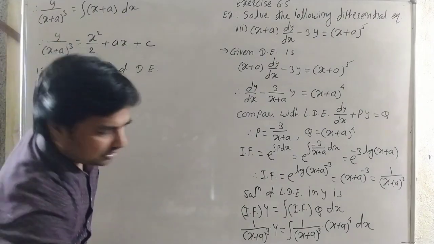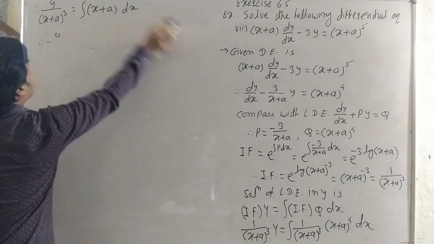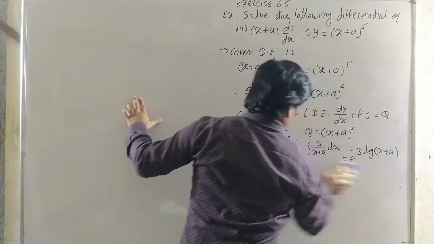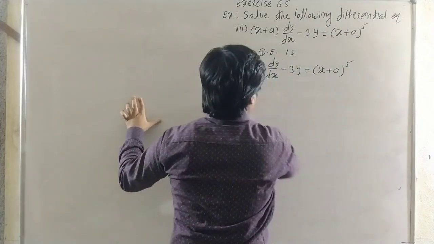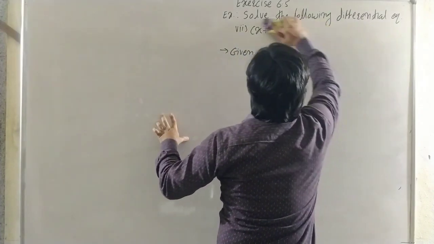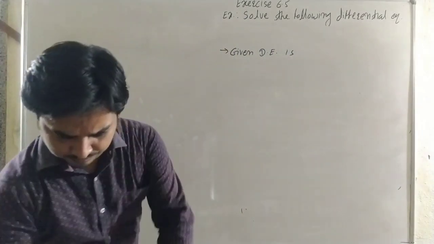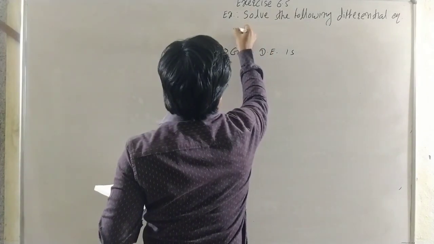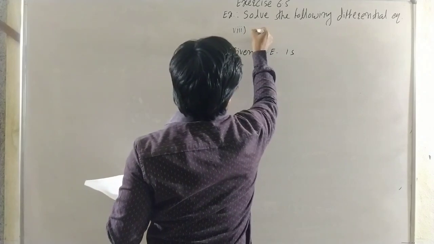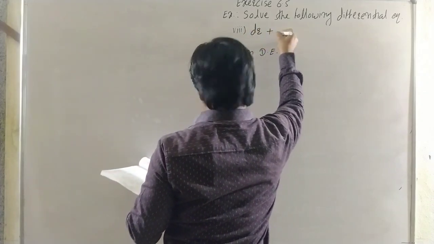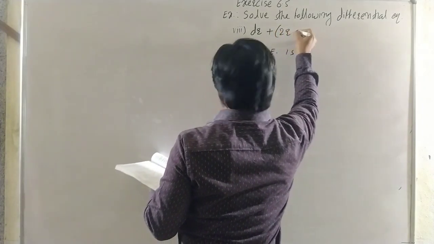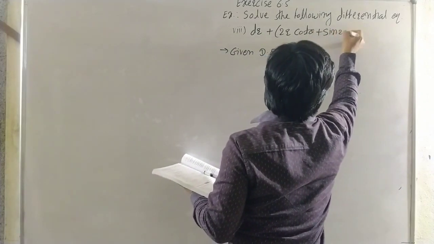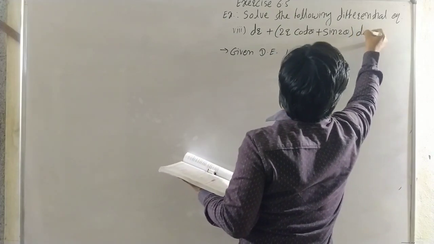Now we see the next example. Example number 8: dr + (2r cot theta + sin 2 theta) d theta = 0.